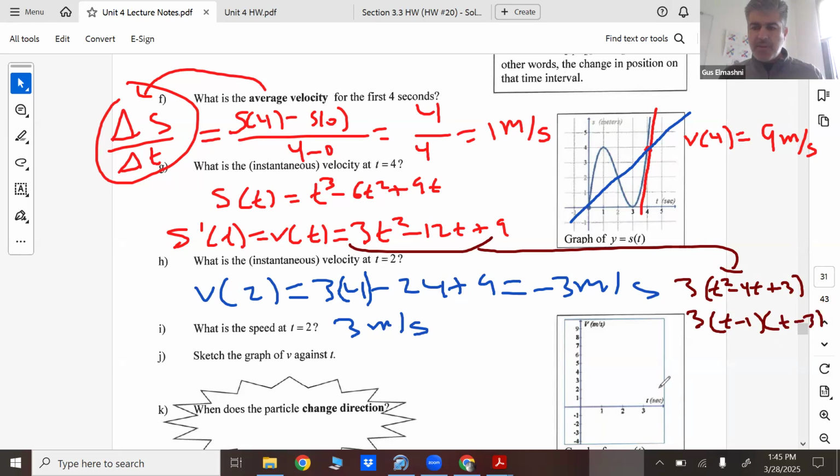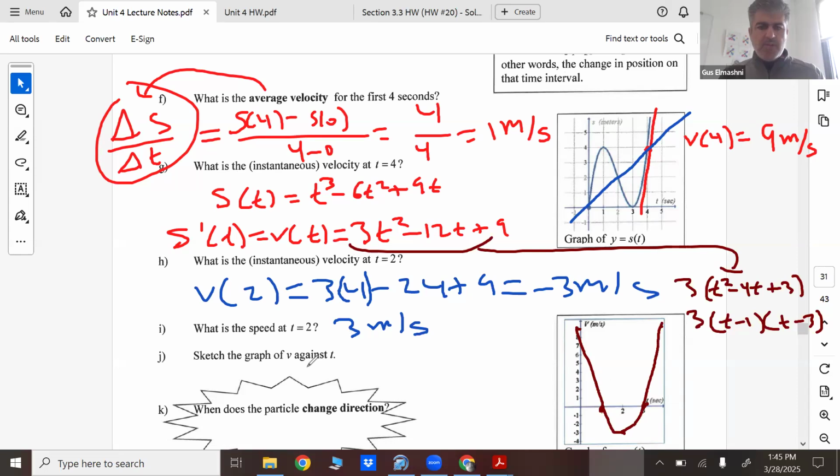So those are my x-intercepts, right? If I plug in 2, well, yeah, we knew it was -3. The y-intercept was 9. f(4) is also 9. That's just using symmetry. So there's my velocity function.